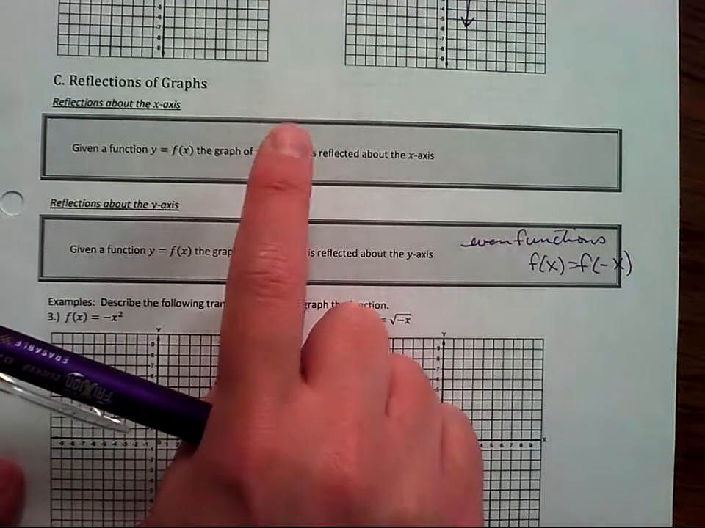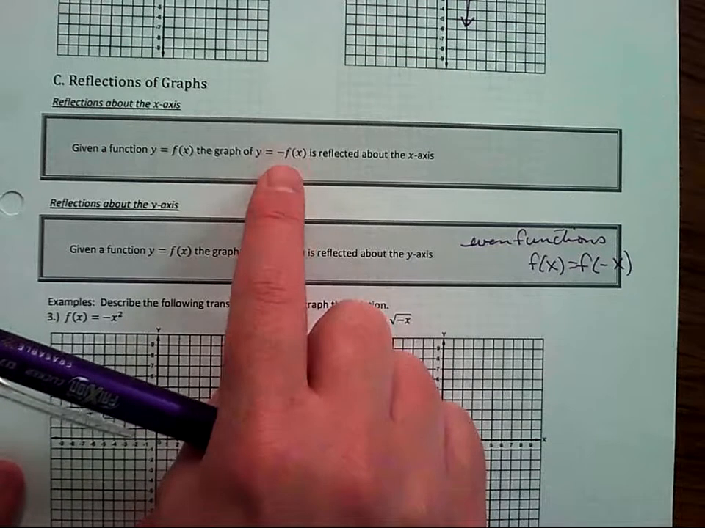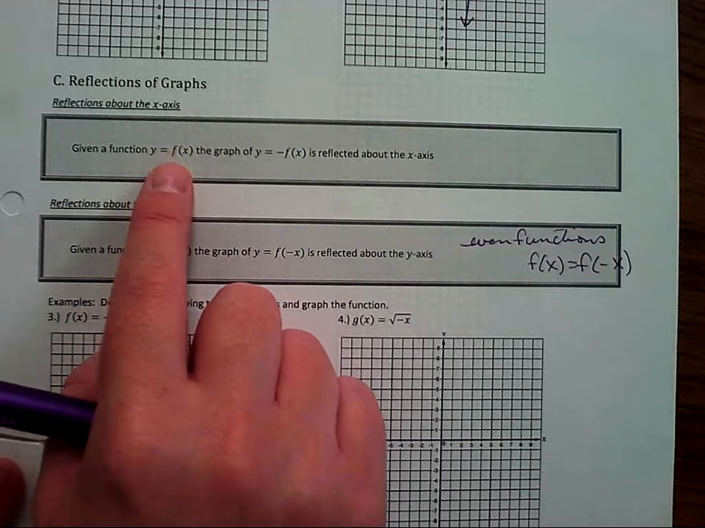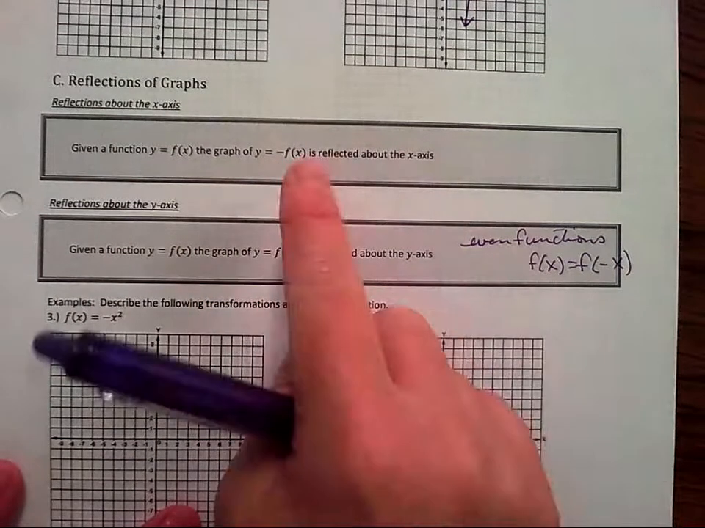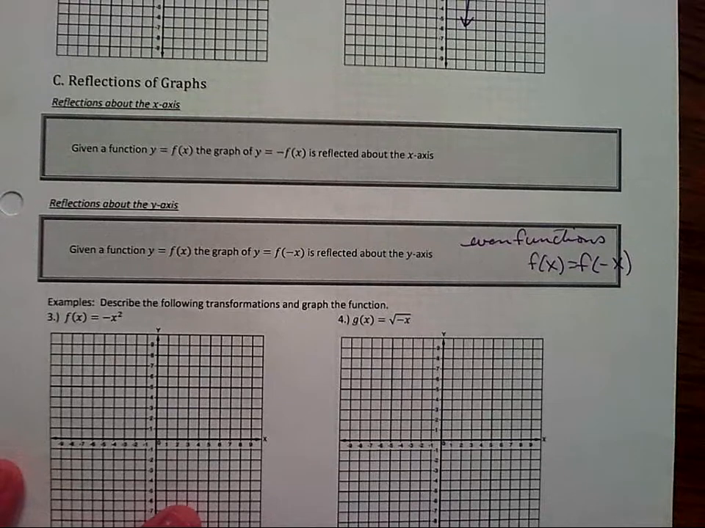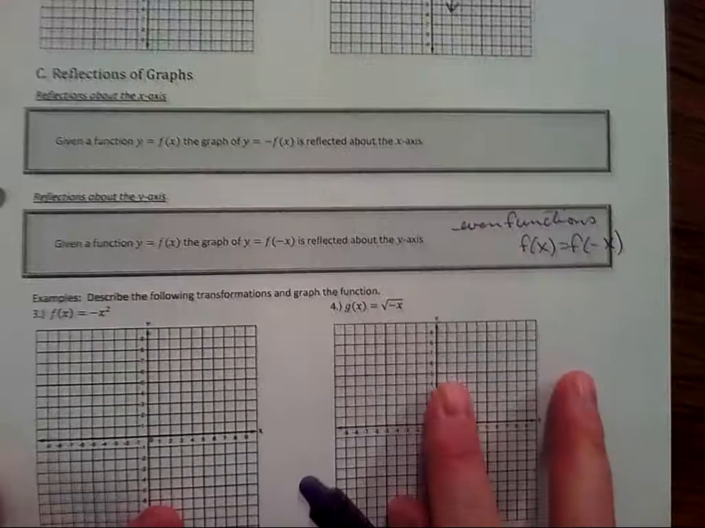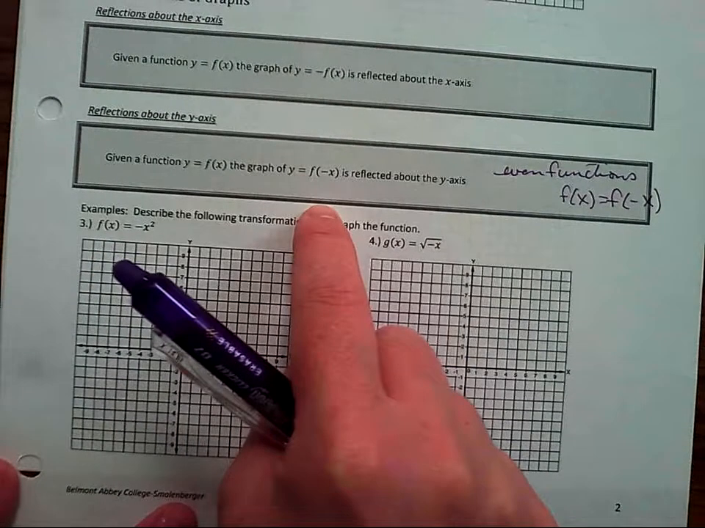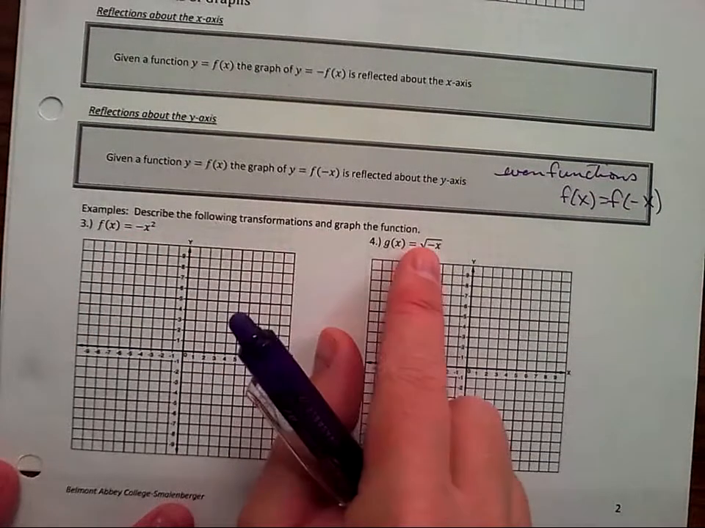Reflected about the x-axis, it's part of the odd definition for odd functions, but it's not exactly it, right? So for it to be reflected about the x-axis, if you put the negative in front, you take one of those basic functions and you reflect it over the x-axis. Here you reflect it over the y-axis. So now we need to see if we have negative x or if we have a negative times the function, right? So describe the following transformations of the graph.